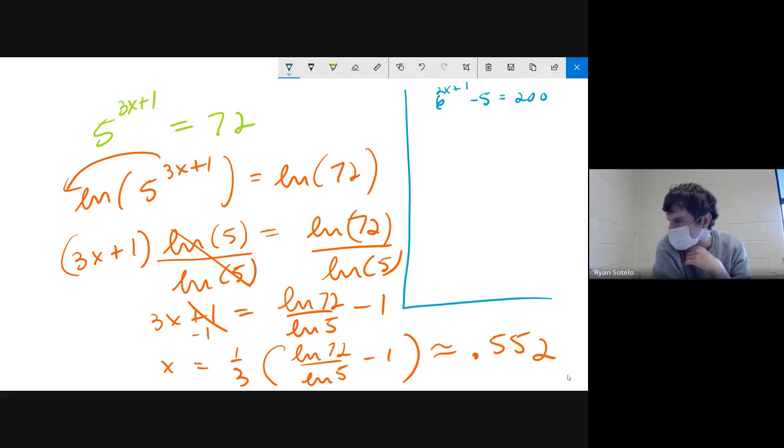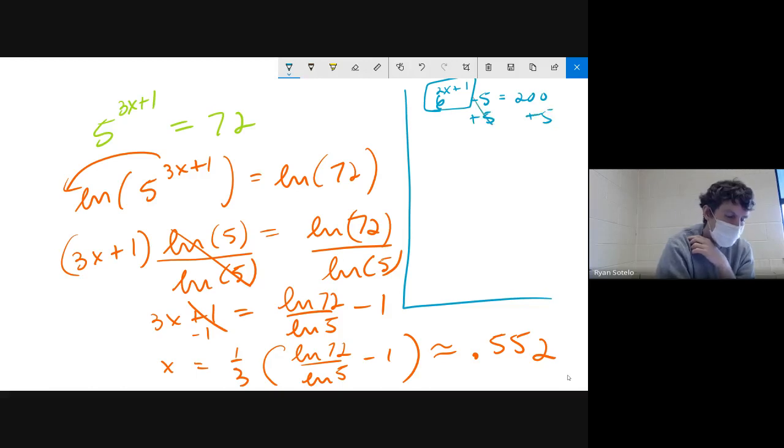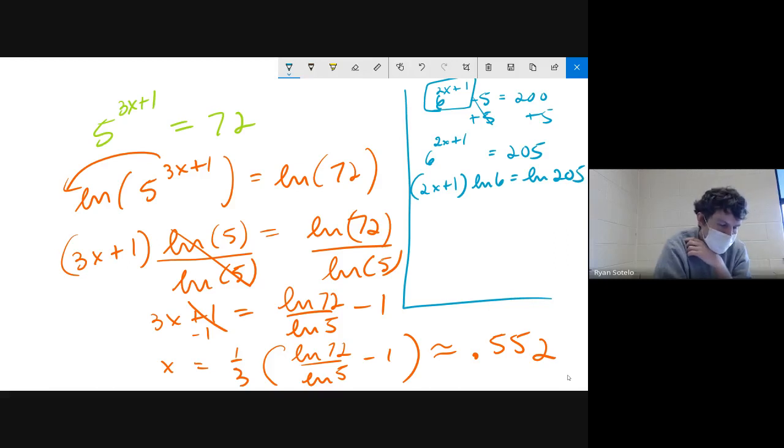So let me wrap this up just for the video real quick. We got 3 minutes. All right, you want to get the power by itself. So I'm going to add 5 to both sides. So this is going to become 205 on the right, 6 to the 2x plus 1 on the left. Use natural logs now. So 2x plus 1 comes down. Natural log of 6, natural log of 205. And then divide by natural log of 6 on both sides. And so the right becomes natural log of 205 over natural log of 6, which is about 9.5376.